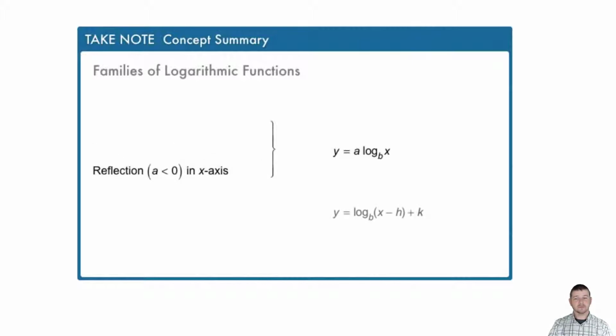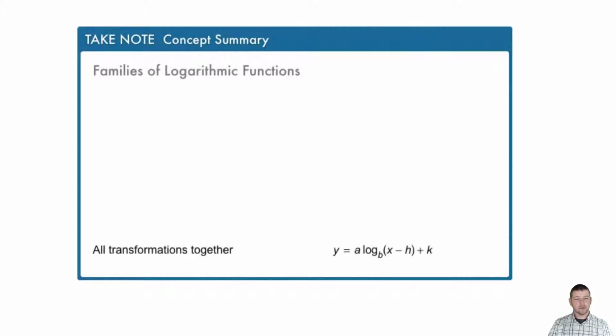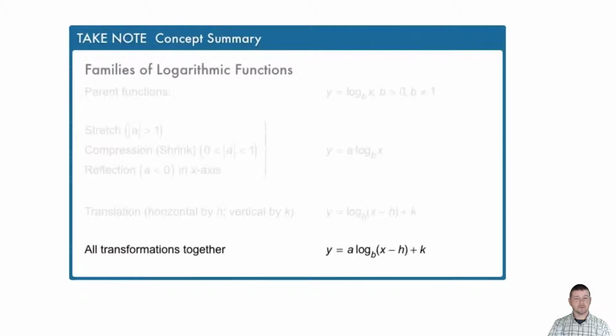In the equation y equals log base b of the difference x minus h plus k, we get a translation horizontally by h and vertically by k. When we put all these transformations together, we see an equation of the form y equals a times log base b of the difference x minus h plus k.